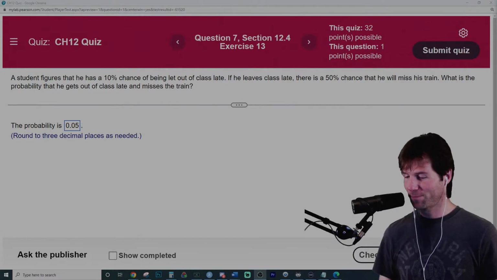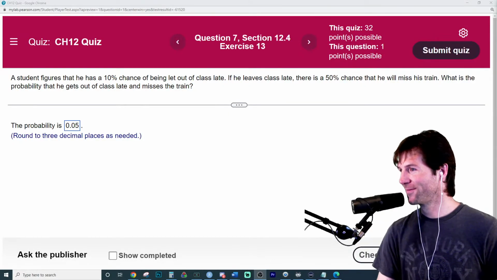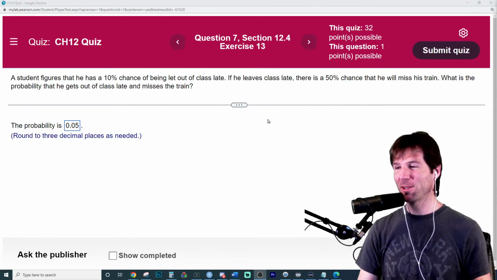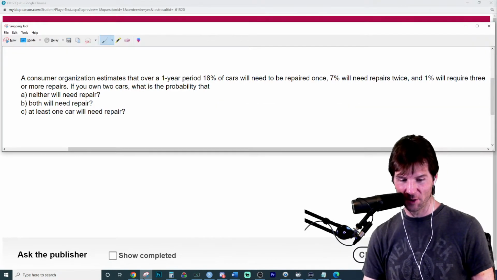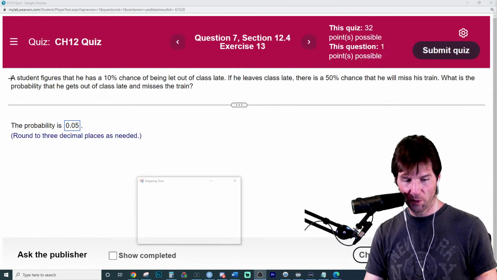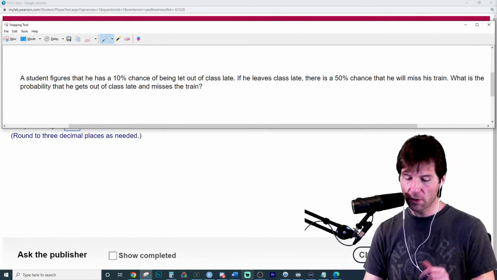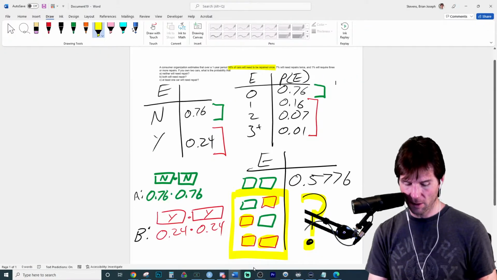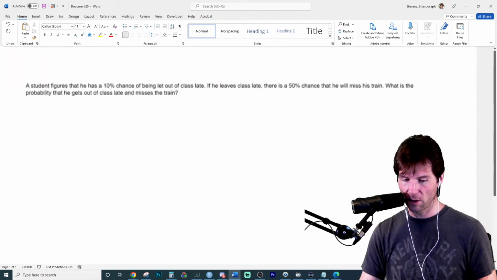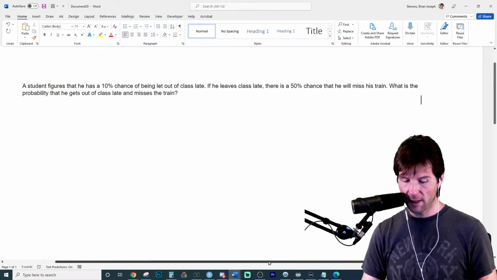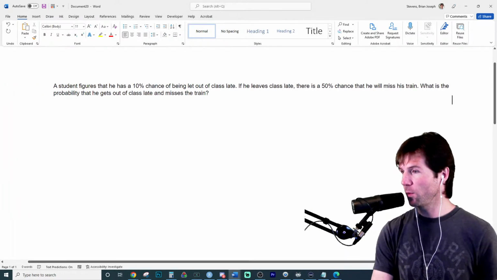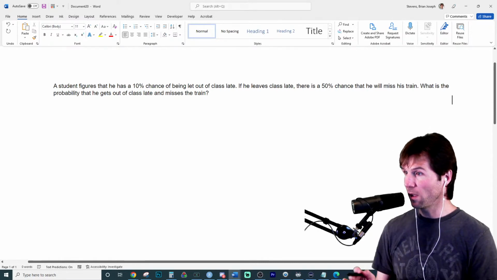Oh, let's talk about this. Question solved. How do we solve this? What does it mean? I got lucky on the numbers. Okay, so this question right here is a contingent probability. It's using the multiplication rule, and sometimes people are a little bit confused. Why does it work this way? Well, it says the student has a 10% chance of being late out of class.